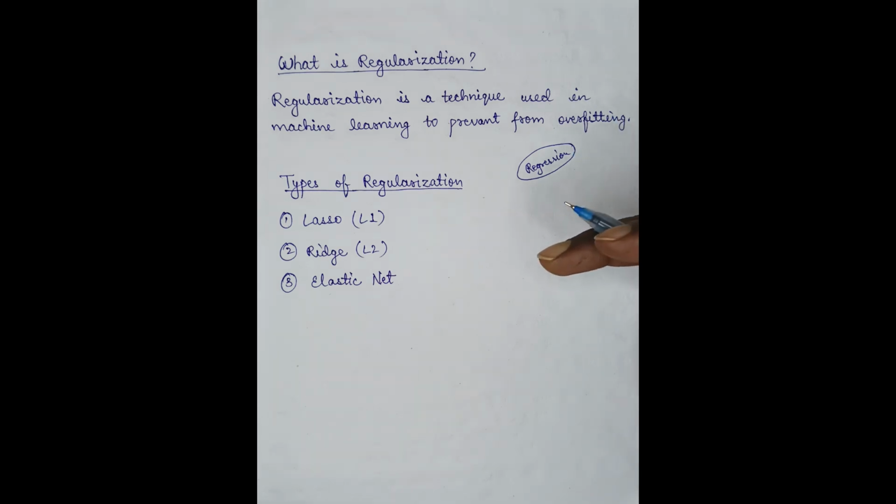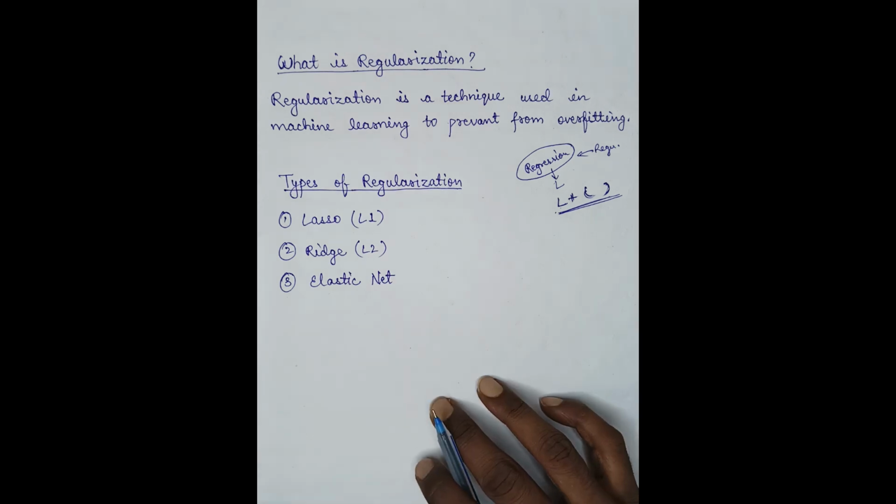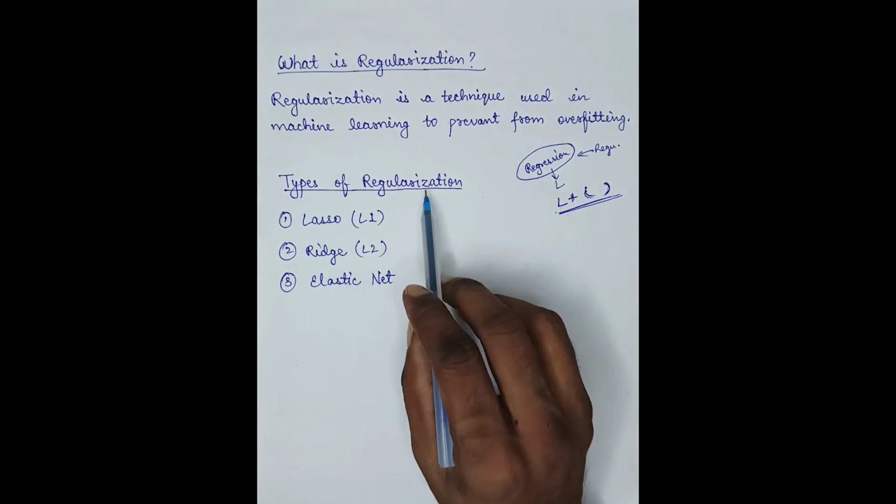When we say that we are using regularization, that means we are adding some extra term to the model's loss function. Suppose this model has loss function L, and we are saying that we are using regularization in this model. That means we are adding some extra term to the loss function of this model. So in regularization, we are basically adding an extra term to the loss function of the model.